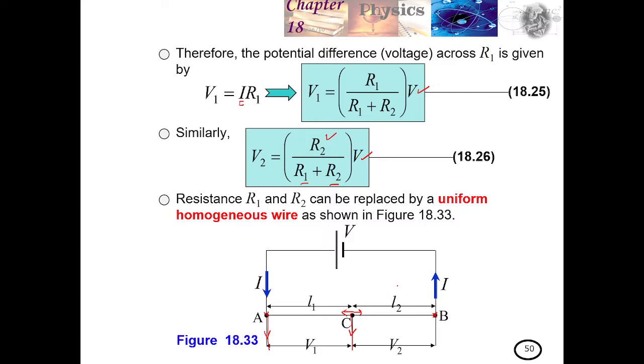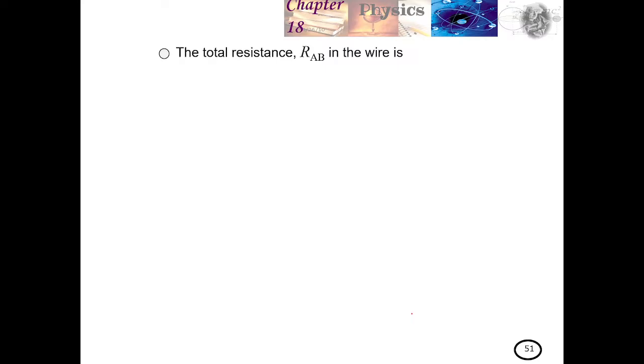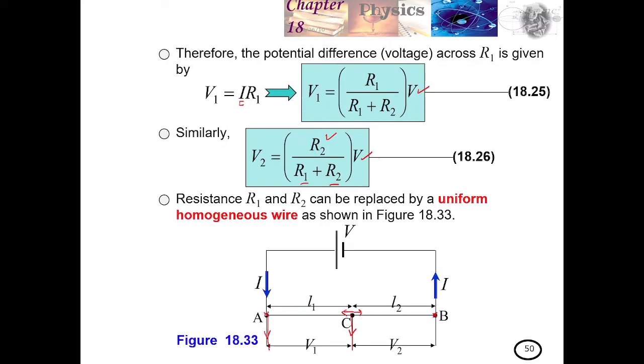As we remember from the previous chapter, the longer the wire is, the higher the resistance will be. So R_AB equals R_AC plus R_CB. Going back to the diagram, the resistance from A to B is equal to A to C plus C to B. This is the total resistance R_AB.